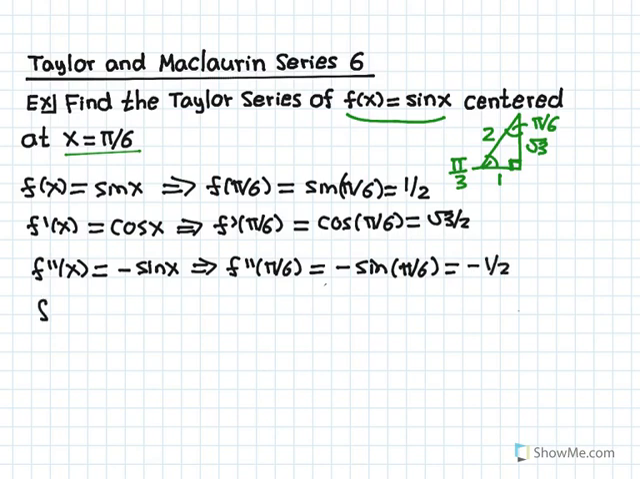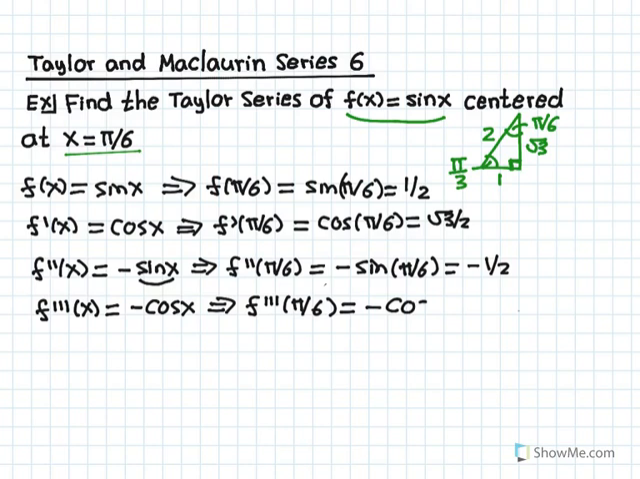Now differentiate again. We get f triple prime, the third derivative of the function, and the derivative of minus sine x is equal to cosine x times negative 1, so we get minus cosine x. Now evaluate at pi over 6. F triple prime of pi over 6 is equal to minus cosine of pi over 6, and we found cosine of pi over 6 to be adjacent over hypotenuse, root 3 over 2, so we get minus root 3 divided by 2.